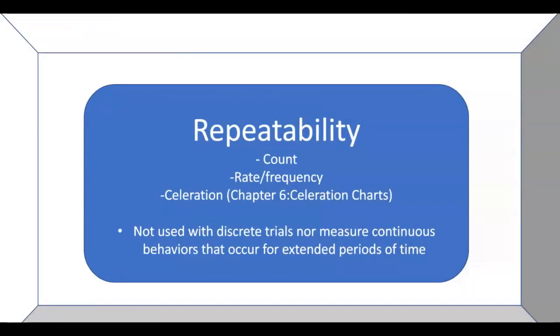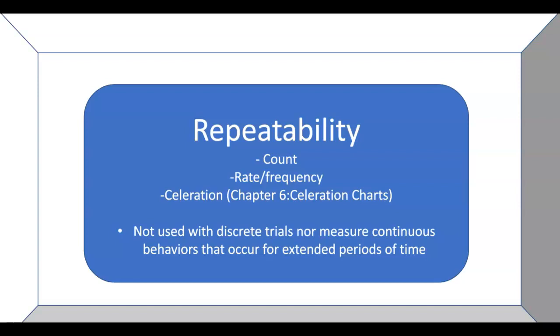Repeatability. So the dimension of repeatability is measured by count, rate, frequency, or acceleration. Count is basically counting something. So you could say the behavior happened 5 times or 10 times. It's basically just counting how many times it happens. Rate and frequency is the same as count, except that you're also looking at the time. So you're saying it happened 5 times within 30 minutes or 10 times within an hour.